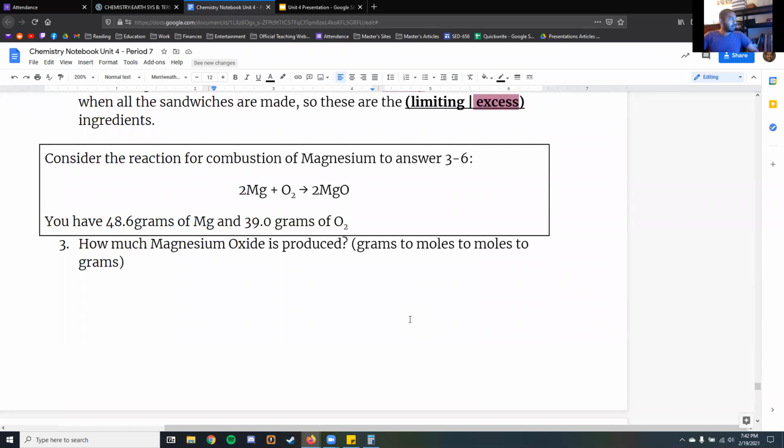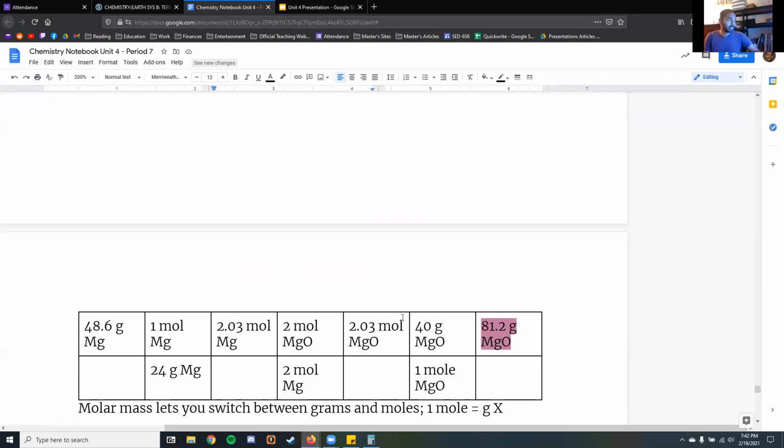Now, this is where it gets really fun. We've got different amounts of each of these chemicals. 48 grams of magnesium, 39 grams of oxygen. I'm quickly running through this because I've done stoichiometry in its own separate video, and there's no change here. What we've got to do is figure out how much magnesium oxide 48.6 grams of magnesium and 39 grams of oxygen produce. And so we need to set up our equation twice.